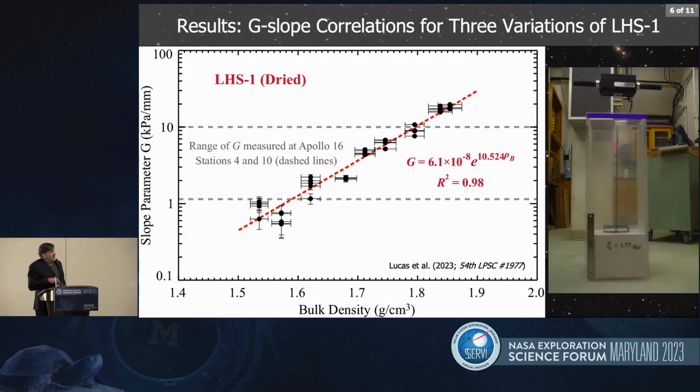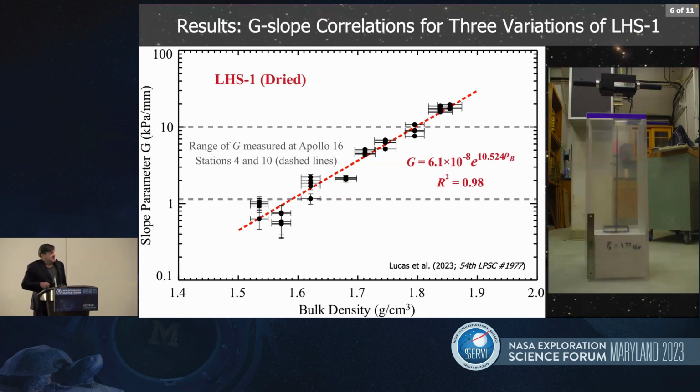Now, we've been working with Exolith Lab to perform correlations for multiple variations of simulants. And at the right, you can see how these G-slope correlations are performed with 1-layer simulant packings with our cone penetrometer. Now, this correlation here in the plot is for LHS1 dried simulant, and this consists of 45 CPT measurements.